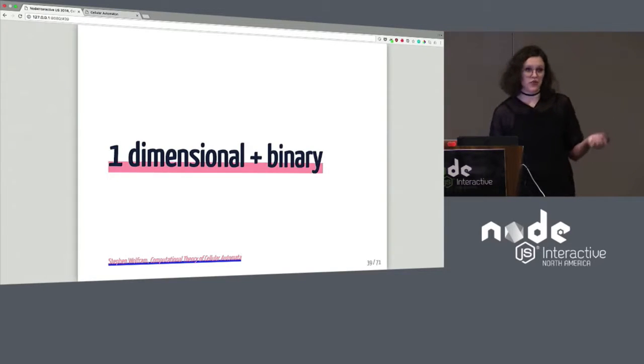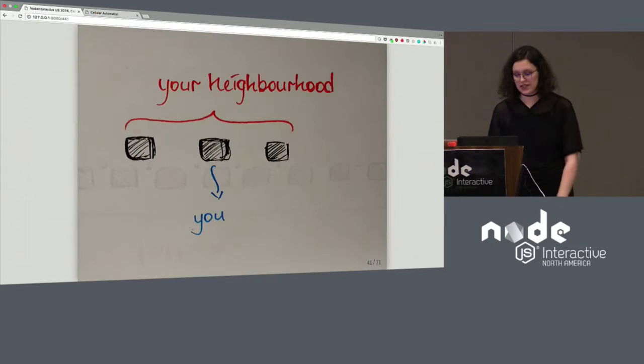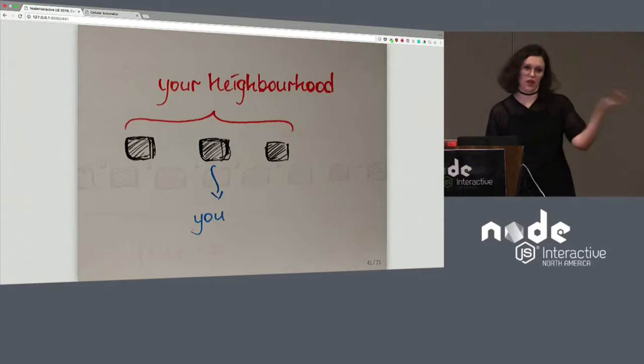So it's one-dimensional and binary, which means you still have the two states, either on or off. But instead of caring about everybody around you, you only care about you and the two neighbors next to you, so you only have to keep track of 3 cells at a time.